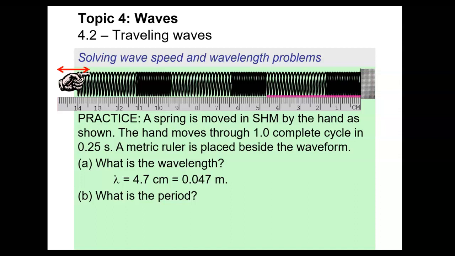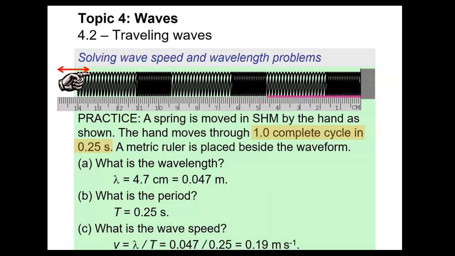The period, it says that the hand moves through one complete cycle in 0.25 seconds, and so that is the period. Okay, remember, period is just the time it takes for one complete oscillation. And so the wave speed would be the wavelength divided by the period. And so that's a very easy calculation to do, 0.19 meters per second. Okay, if you wanted to write the wave speed in terms of centimeters per second, that would be fine. Just make sure that you're being very careful with your units.